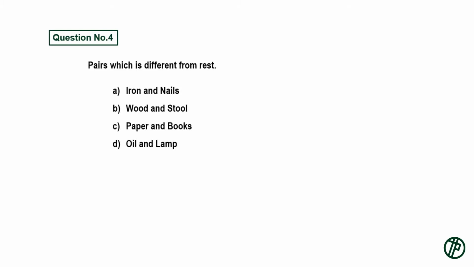Question number 4. Pairs which is different from rest. Option A, iron and nails. Option B, wood and stool. Option C, paper and books. Option D, oil and lamp. Answer is option D, oil and lamp.